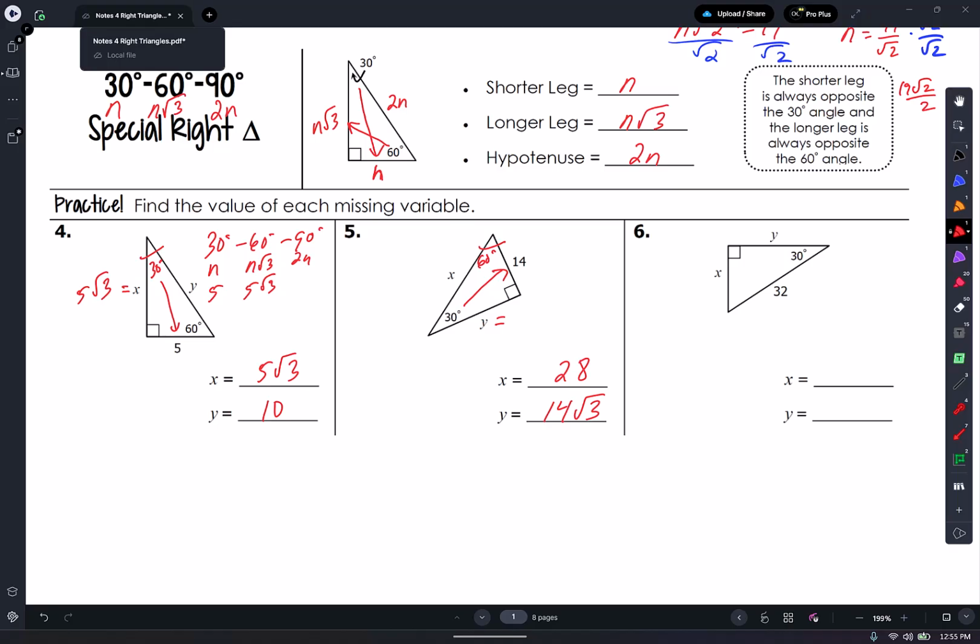All right. Next one. This time the 32 is the hypotenuse. The x is the short leg. So what is half of 32? 16. So that's what x is. And then I take that 16 and I multiply it by root 3. So there it is. If they ever tell you to round it, then just take your calculator, go 16 times square root of 3, and whatever that number is, then go from there and round it.